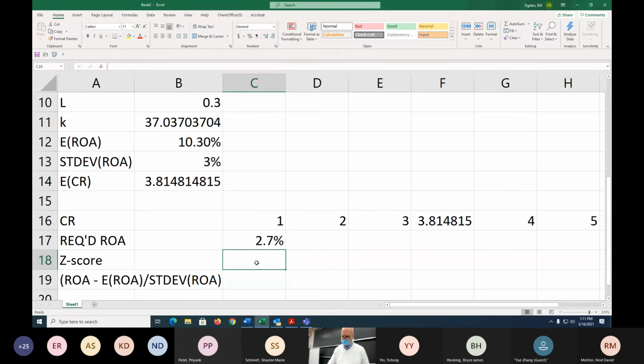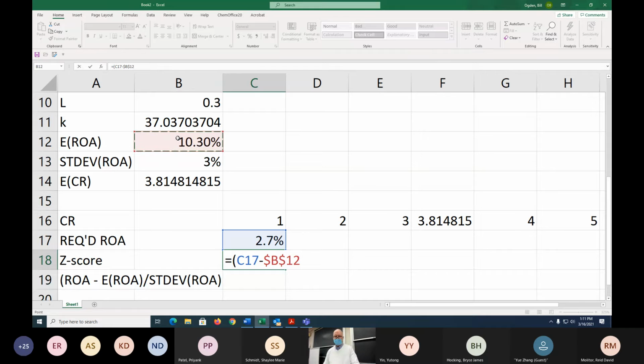Okay, and so let's do it. Equals. Take the number you're testing. So how far is that from the mean? First of all, in percentages. So minus, and lock the mean. F4, Command T. Okay, so that's the distance. That's the distance in percent. If I want to convert that distance from percent to standard deviations, I have to divide it by 1 standard deviation. So divide it by 1 standard deviation, and that's 3%. And you would want to lock that also.